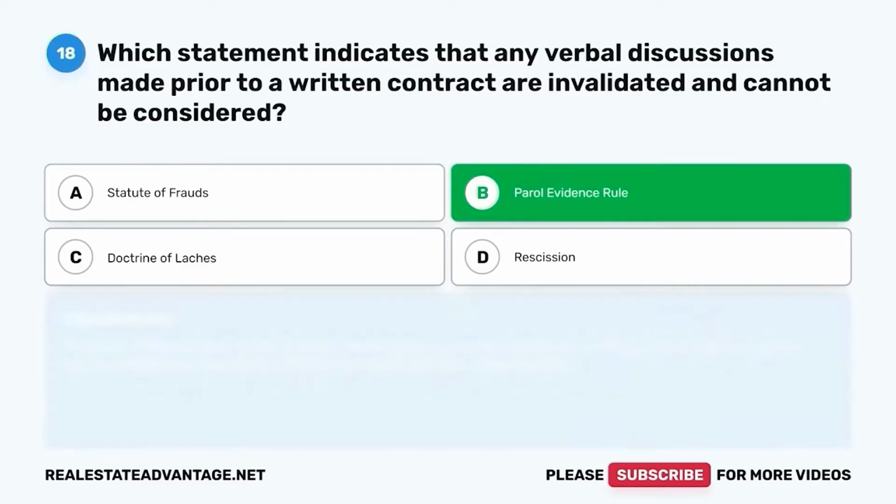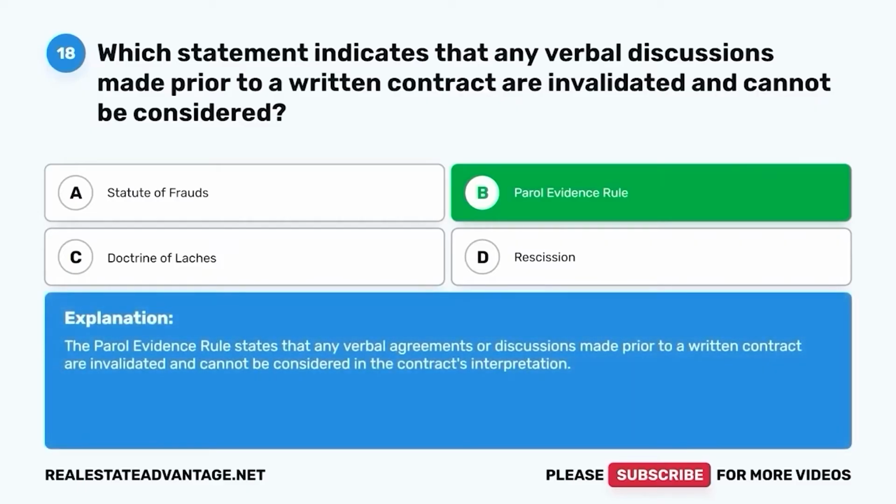Parole Evidence Rule. The Parole Evidence Rule states that any verbal agreements or discussions made prior to a written contract are invalidated and cannot be considered in the contract's interpretation.